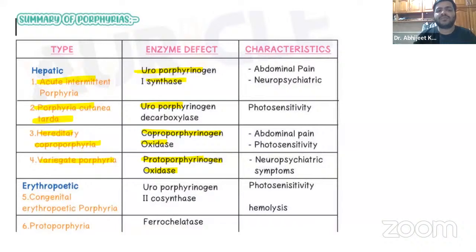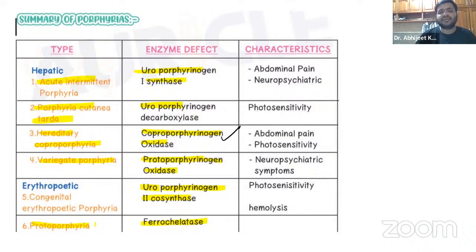Apart from that, in the erythropoietic type, we have the congenital. Congenital means by birth. By birth, we have the congenital erythropoietic porphyria, and that results from a deficiency in the enzyme called uroporphyrinogen 3 cosynthase, right? Apart from that, we have protoporphyria, guys. It is ferrochelatase, right?